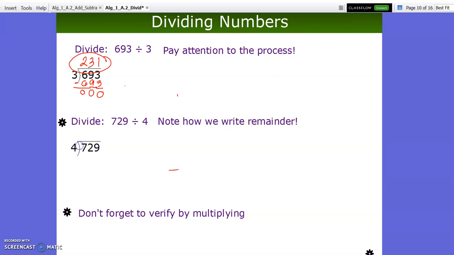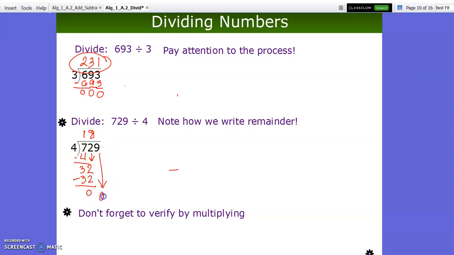Let's talk about that. 4 goes into 7 1 time. 1 times 4 is 4. When I subtract, I get 3. Bring down the 2. 4 goes into 32 8 times. 8 times 4 is 32. When I subtract, I get nothing.